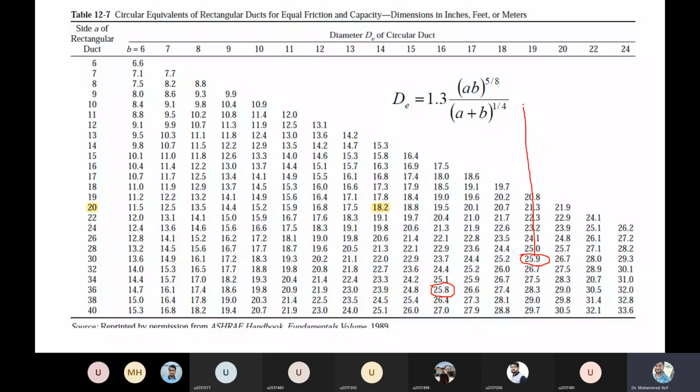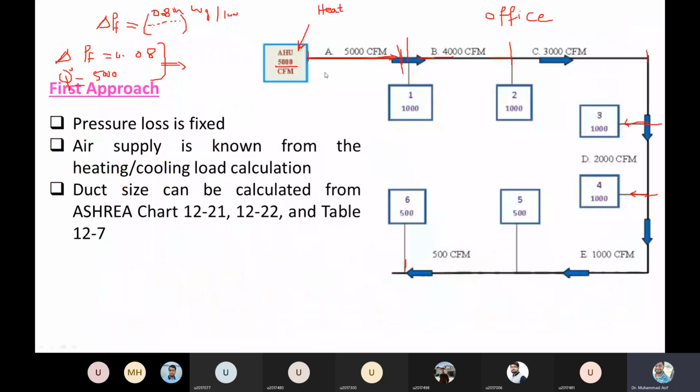That means the width should be 18 and the height should be 30. So this will be the duct that will be used. Let's say one side is A of the rectangle and the other side is B, so A is equal to 18 and B is 30, right? I can have other combinations as well for the same value of 26, very close to that. I hope you understand that. This is the first approach, how you can size that.